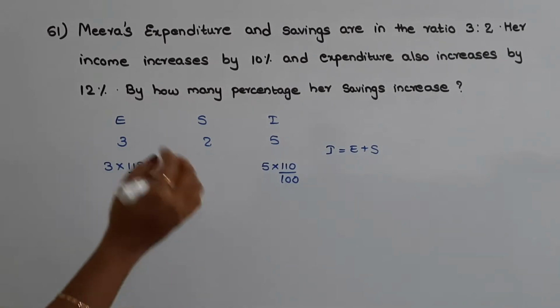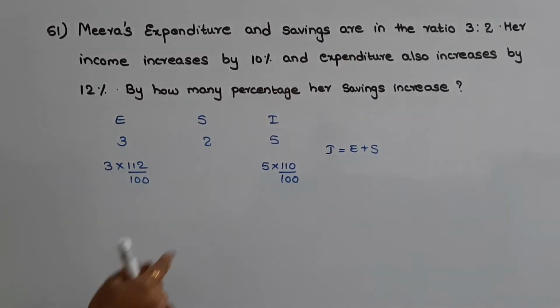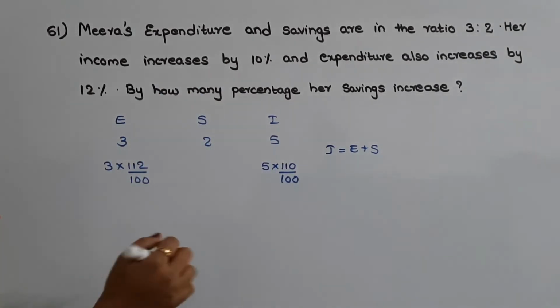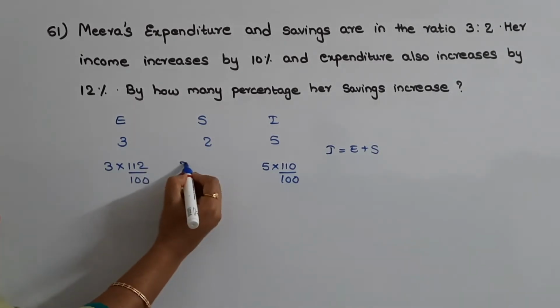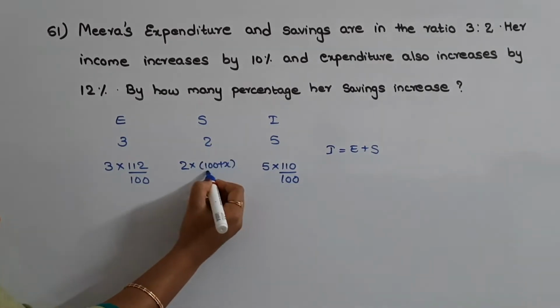Okay, now we need to find out the percentage increase in her savings. So let us consider the percentage increase in her savings as X. Then what will be the new savings? That will be equal to 2 into (100 plus X) divided by 100.